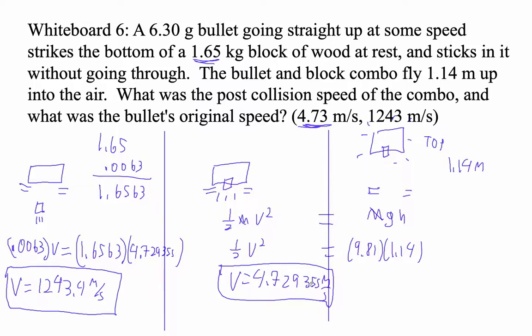Anyway, there it is. So again, with these things, you want to just set it up, figure out how fast it had to be going to rise 1.14 meters in the air. That's the speed of the bullet and block right after the collision. Then set up the momentum expression to figure out how fast the bullet had to be going to give the block that much momentum.